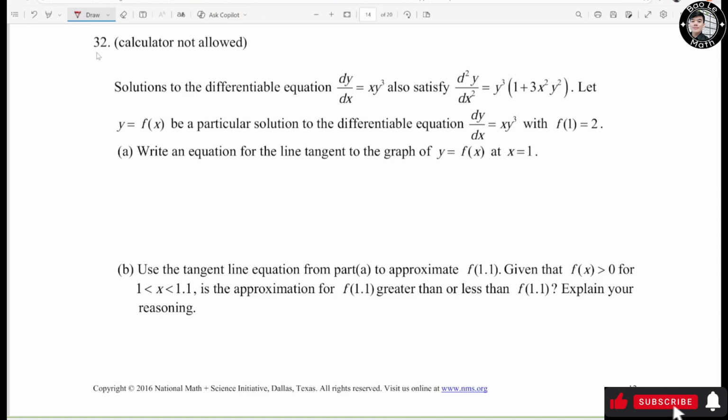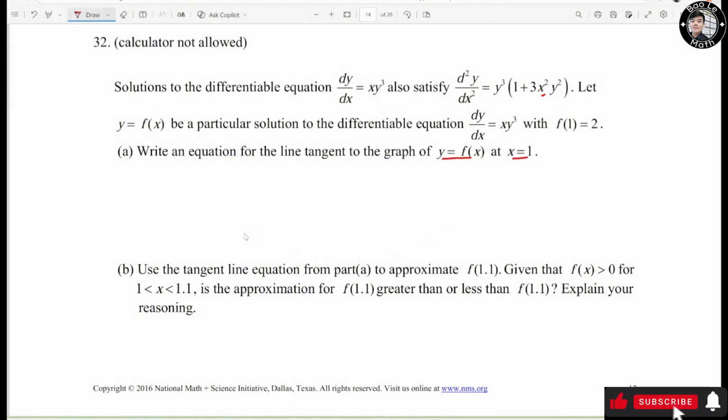Now question 32. Solution to the differential equation dy over dx equals s squared y cubed also satisfies this. Let y equals f of s be a particular solution to the differential equation dy over ds equals s squared y cubed with f of 1 equals 2. Write an equation for the line tangent to the graph y equals f of s at s equals 1.